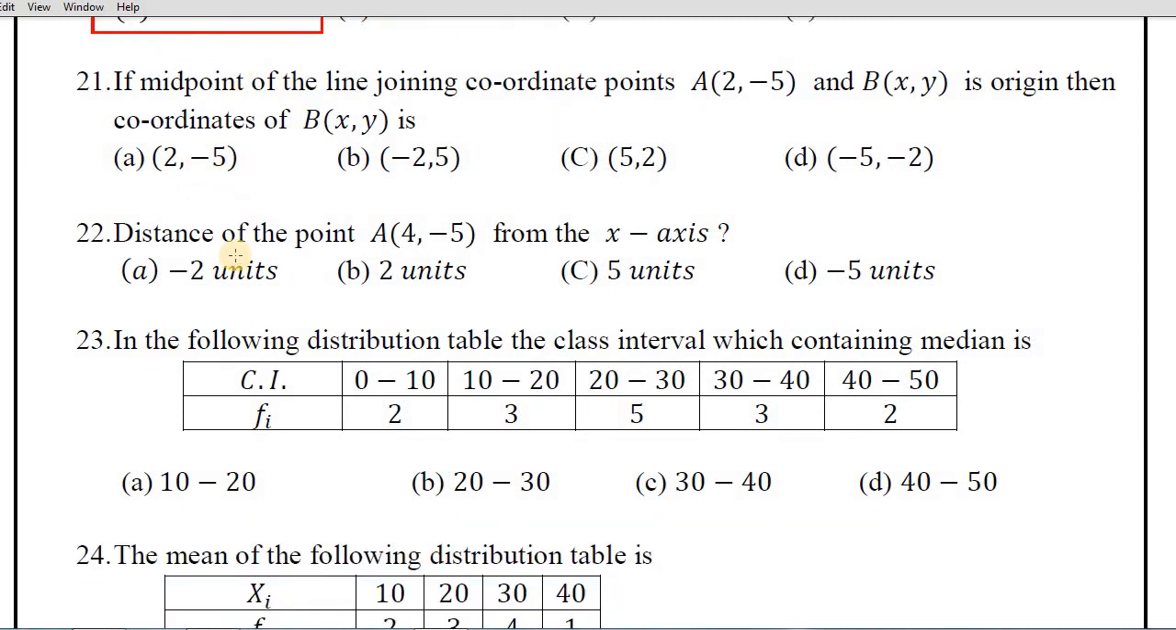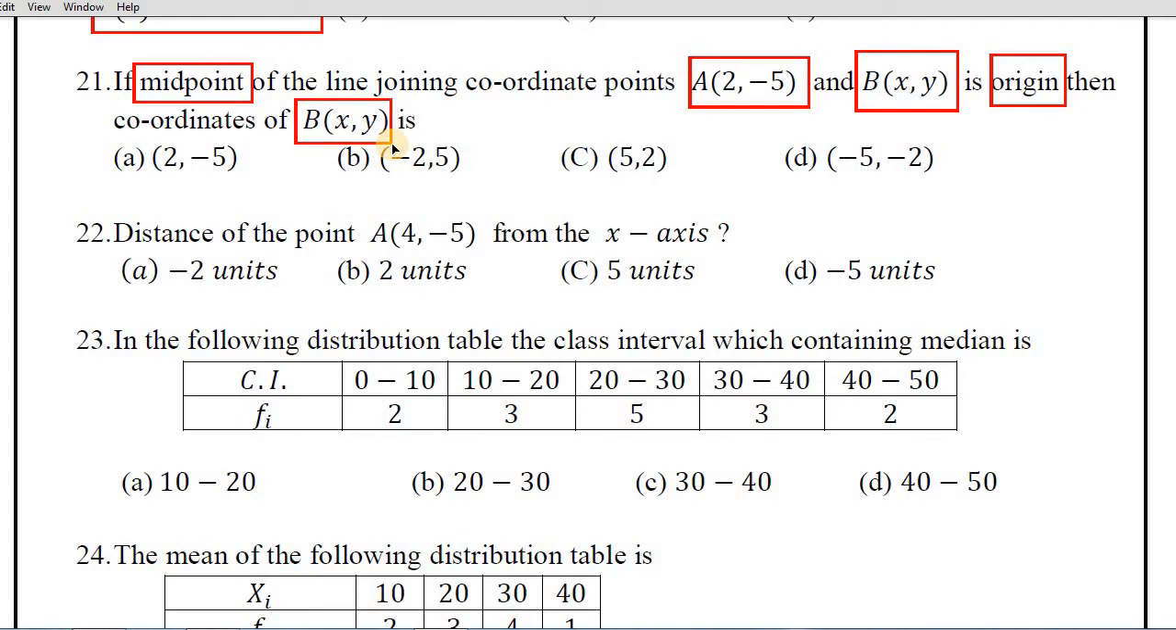Another question, question number 21. If midpoint of, see here they are talking about midpoint children. If midpoint of line joining the coordinates of point A 2, -5 and B x, y is origin, means midpoint is the origin, hence midpoint coordinates will be what? 0, 0. Then coordinates of B x, y is what? So which formula you will use now?